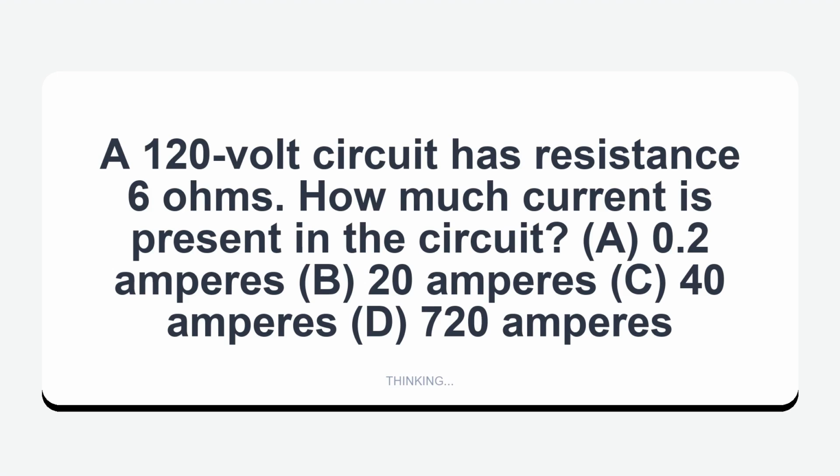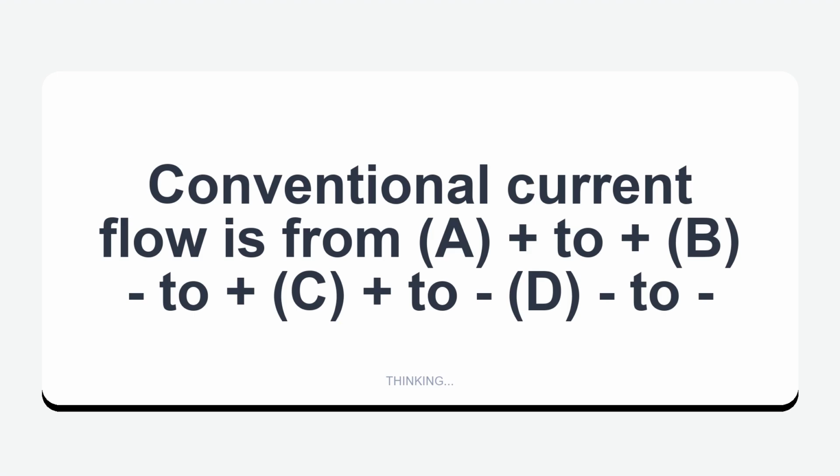A 120-volt circuit has resistance 6 ohms. How much current is present in the circuit? A. 0.2 amperes, B. 20 amperes, C. 40 amperes, D. 720 amperes. B. Conventional current flow is from A. plus to plus, B. minus to plus, C. plus to minus, D. minus to minus. C.